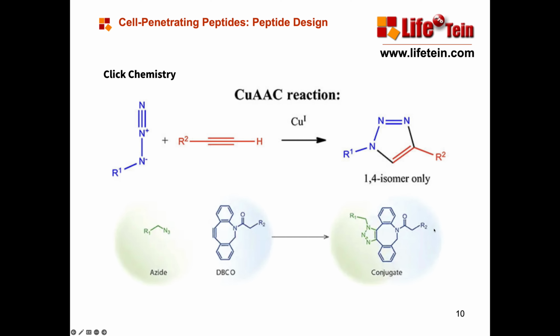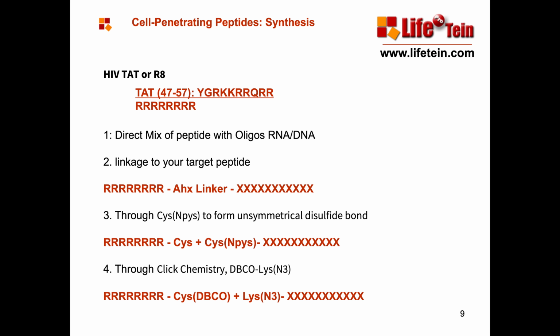Back to slide 9. Let us go back to the sequence. The design does not have to be this way. The lysine azide can be any place in the sequence. If you have a head-to-tail cyclic peptide, you can add the lysine azide in the middle. The final product will be like a lollipop, with the CPP as the tail. If the N-terminus is very important to you, you can add the azide to the C-terminus.